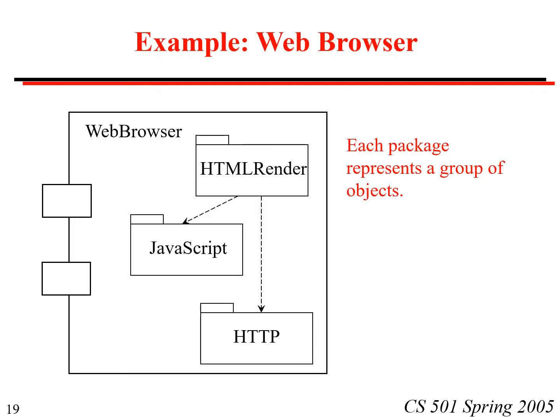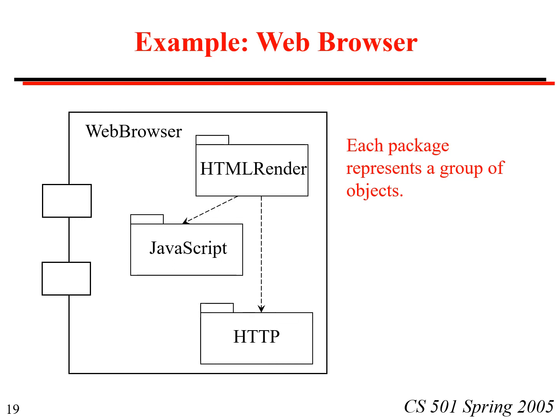Now again coming to the example of the web browser, you can see this is a component, and each package represents a group of objects. See the hierarchy, or the nesting of things: a component will consist of packages, and a package will consist of classes and objects. So the web browser is a component which consists of three packages here. The first package is HTML render, the second package is JavaScript, and the third is HTTP.